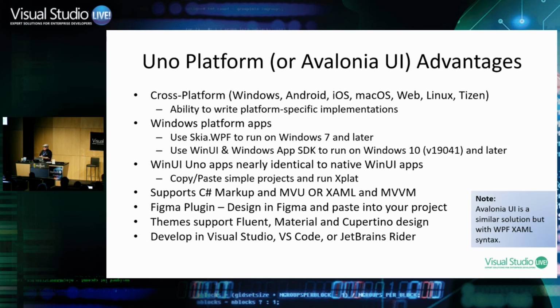They've also got a Figma plugin. So if you've got designers on your team that use Figma, they can design your app screens and then hand them over to you, and you'll have your UNO screens ready to go. UNO can create apps with Microsoft Fluent or Google Material or the Apple Cupertino UI look and feel. And they've got plugins for Visual Studio, VS Code, or JetBrains Rider. So no matter which IDE you like to use or which platform you're on, you can use one of those.